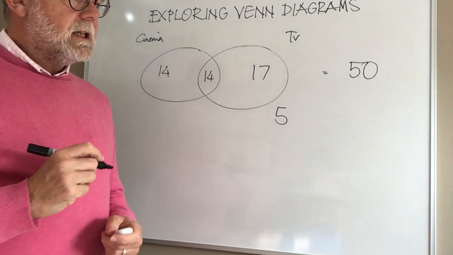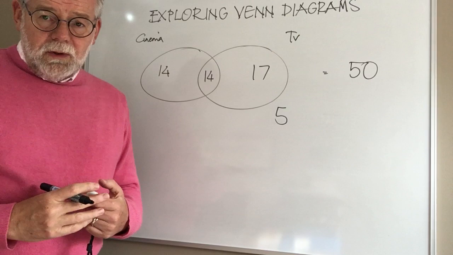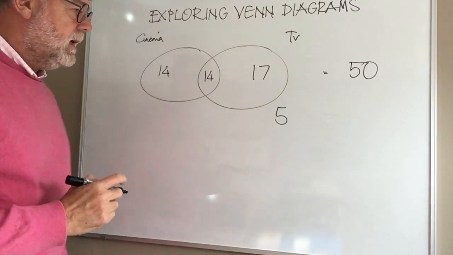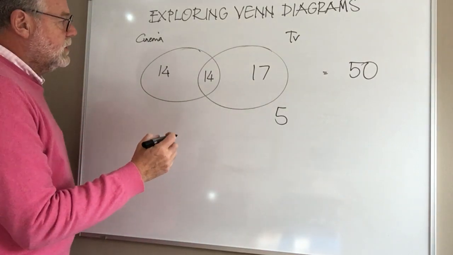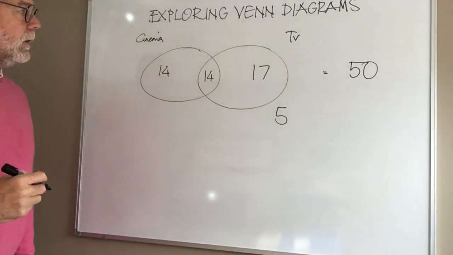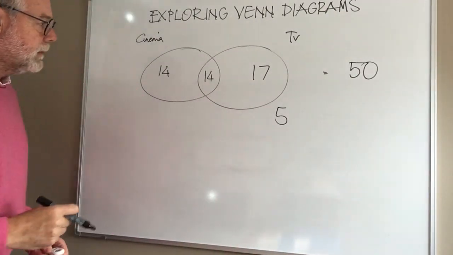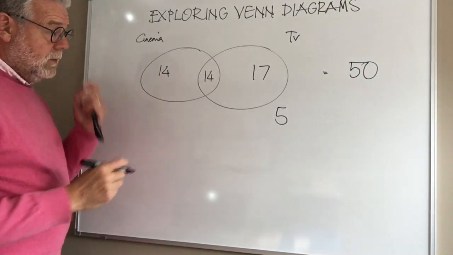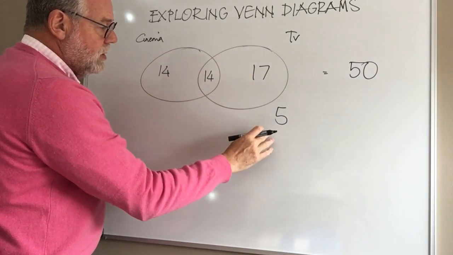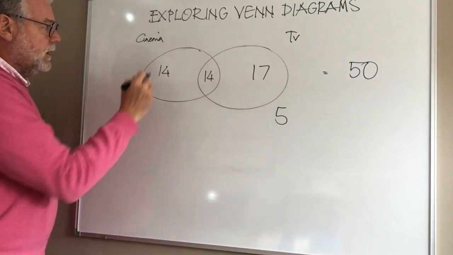In this clip we're going to explore how information is presented to us in a Venn diagram. And here's a classic situation. So this was a survey of 50 people about who liked going to the cinema and who liked watching TV. Now you can see we've got our 4 regions that apply to this particular Venn diagram.